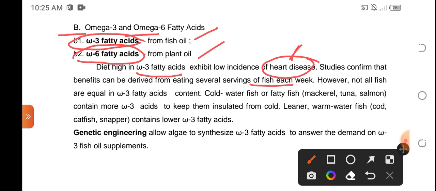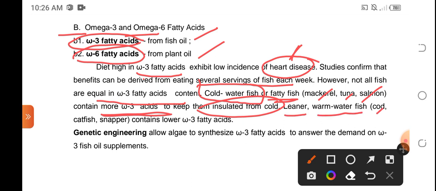Now, not all fish contains the equal amount of omega-3 fatty acid. Okay, so pag yung mga cold water fish or usually known as the fatty fish like mackerel, tuna, and salmon, they contain more omega-3 fatty acids kasi nga they are producing more fatty acids to keep them insulated from cold. However, for leaner and warm water fish like cod, catfish, snappers, okay, so they contain lower omega-3 fatty acids kasi hindi naman nila kakailanganin kasi wala naman silang i-insulate na body from cold.